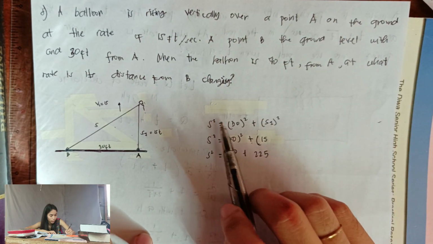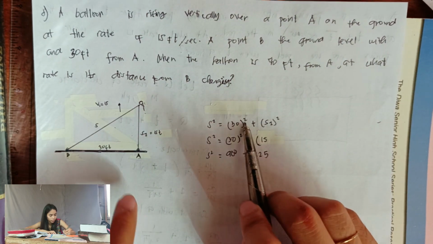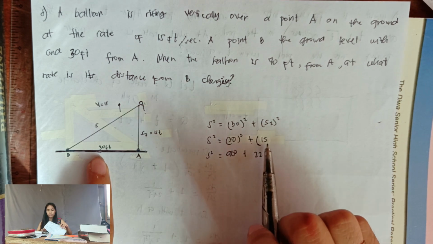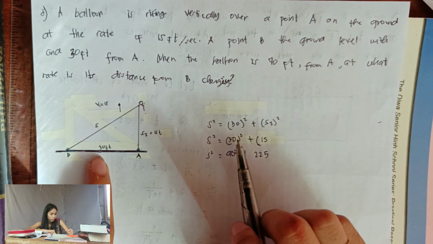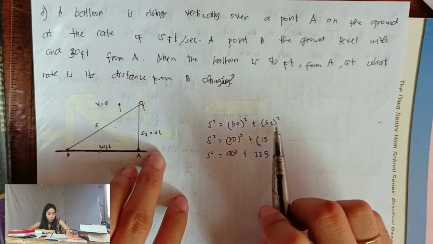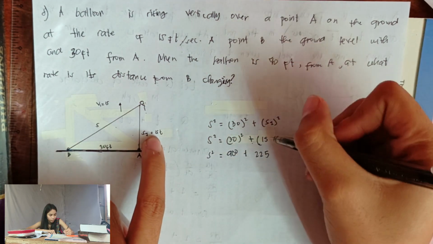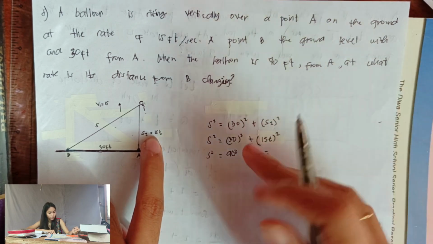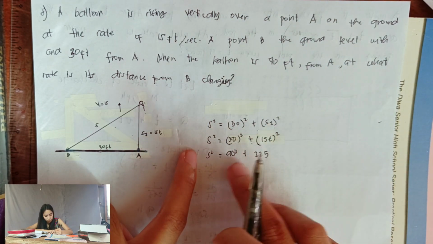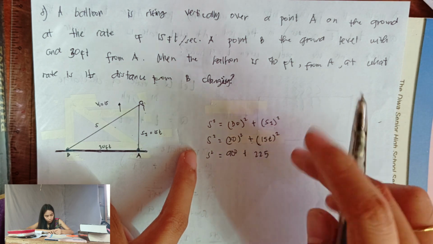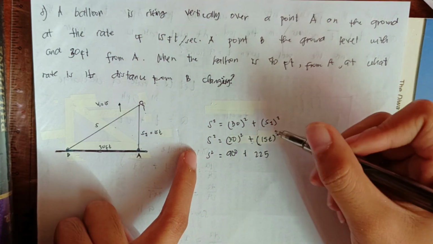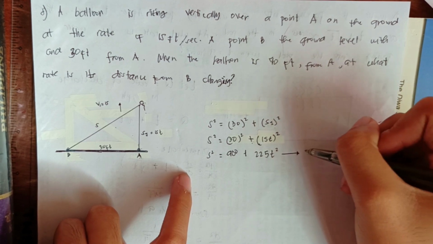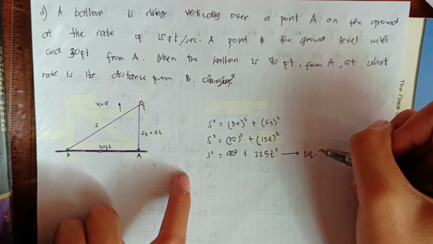So, S squared is equal to 30 squared, kinang given diri, plus S1 squared. So, S squared is equal to 30 squared plus given sa S1, which is 15t squared. So 30 times 30, 900 plus 15 times 15, 225 t squared. So muna siya first equation number 1.